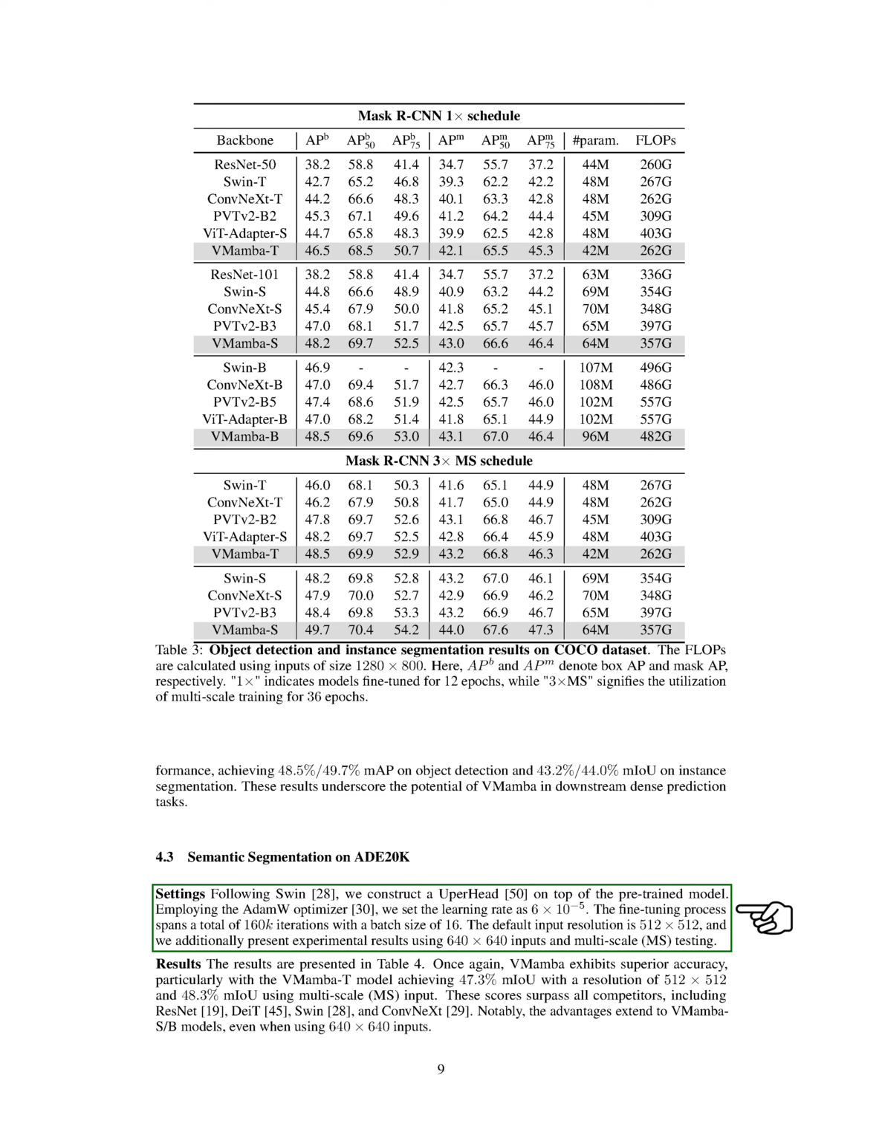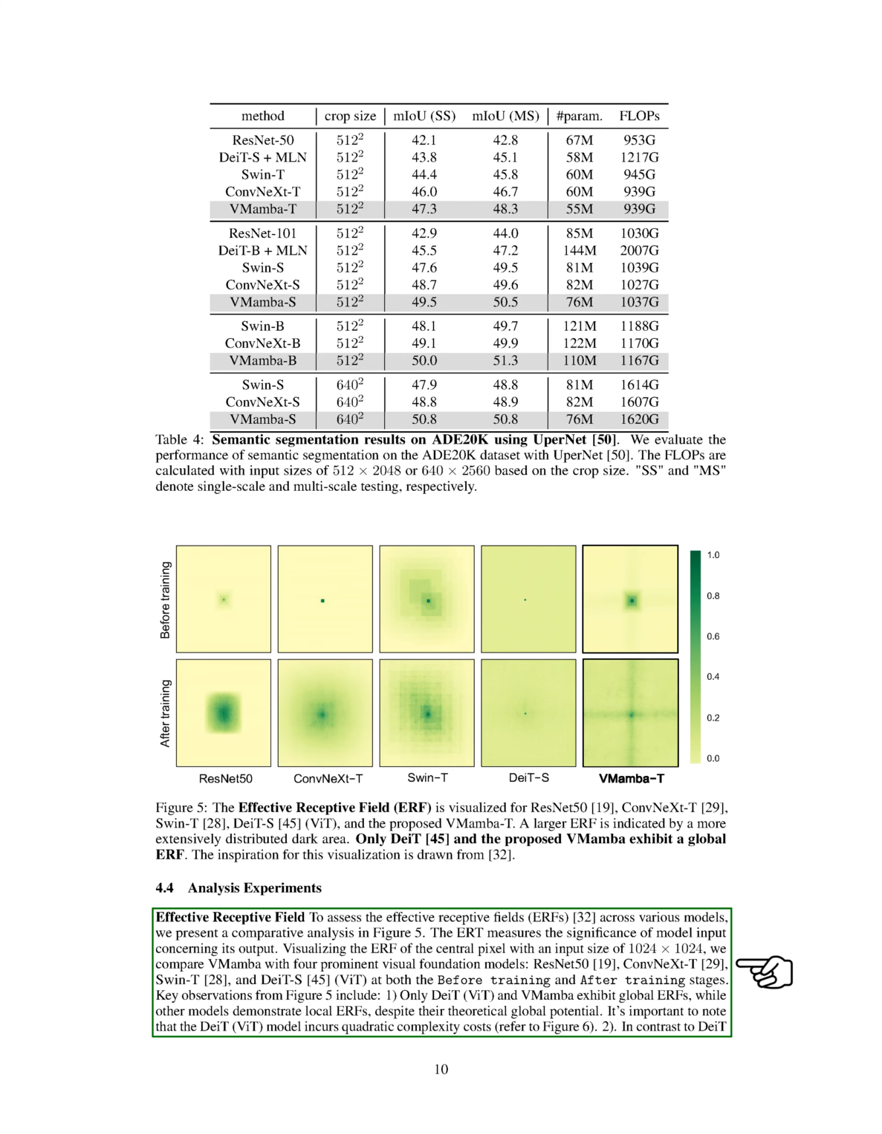We also conducted experiments to assess the effective receptive fields, ERFs, of various models. The ERF measures how much the input of a model affects its output. We visualized the ERF of the central pixel with an input size of 1024 by 1024 pixels and compared VMamba with four other models, ResNet-50, ConvNeXt-T, Swin-T, and DeiT-S, both before and after training. Our observations showed that only DeiT-S and VMamba had global ERFs, while the other models had local ERFs.